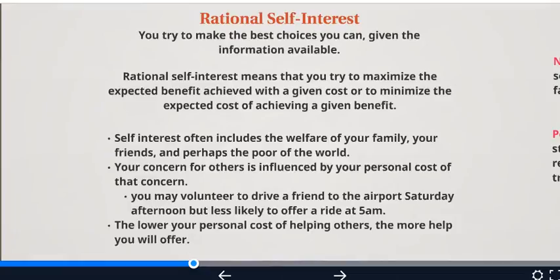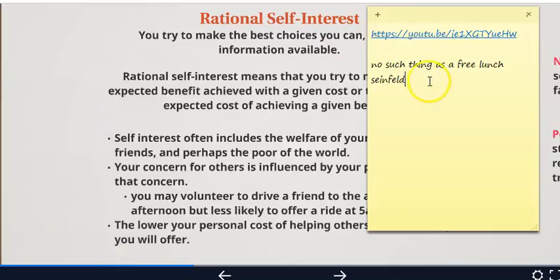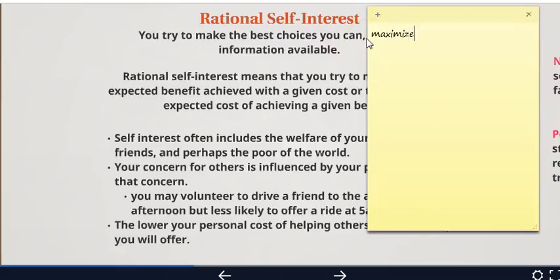Okay, moving on. What exactly is rational self-interest? If you can remember, you want to maximize. The thing that I would always remember here is maximize benefit, minimize cost to you. That is rational self-interest. Okay, maximize benefit, minimize cost to you.